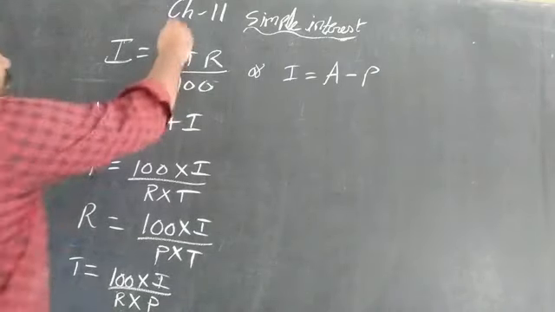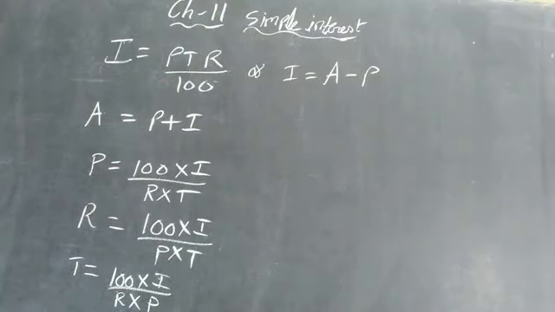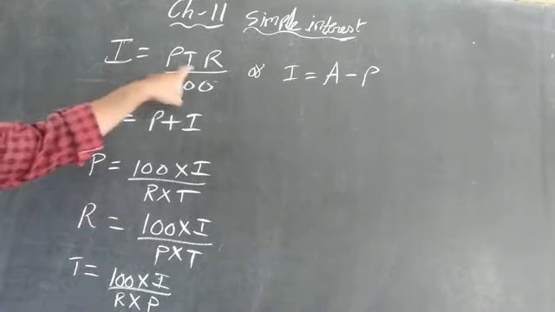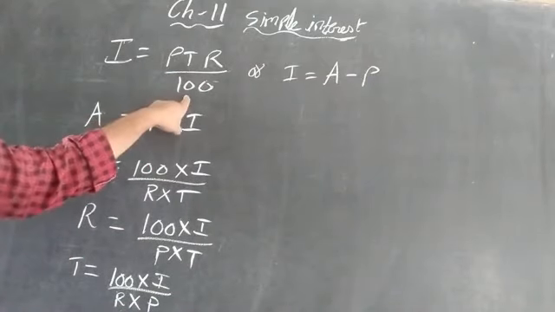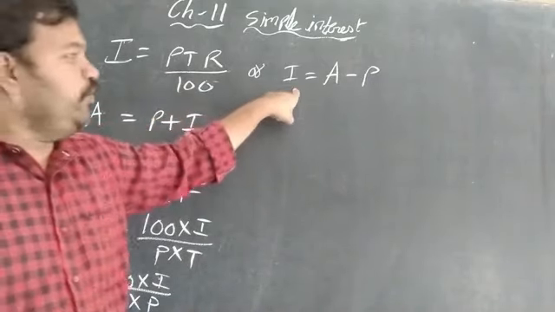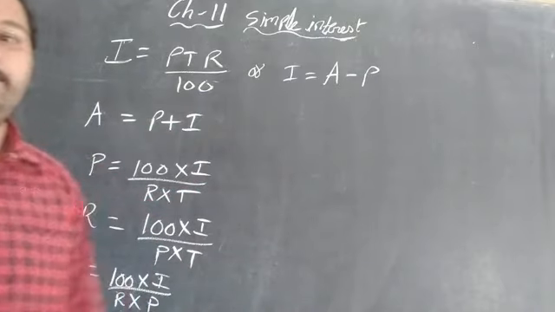Today we are doing chapter number 11. This is simple interest. You already learned that chapter in 5th class and 6th class, so once again I am reminding you of the formulas. I is equal to PTR by 100, or I is equal to A minus P. The formula PTR by 100 you learned in 5th class and 6th class. This new formula is I is equal to A minus P.